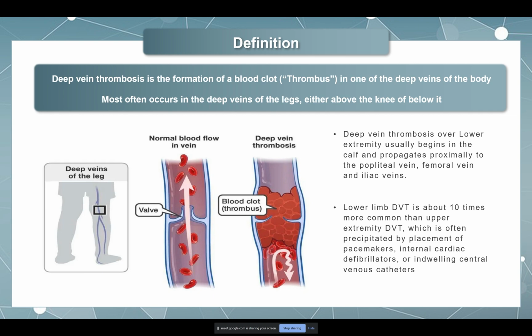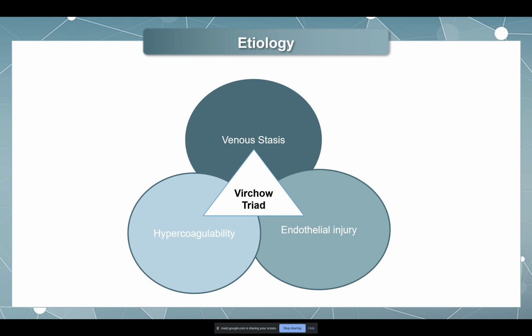So DVT of the lower extremity usually begins in the calf and propagates proximally to the popliteal vein, femoral vein, and iliac vein. The lower limb DVT is about 10 times more common than the upper extremity DVT, which is often precipitated by placement of a pacemaker, internal cardiac defibrillator, or indwelling central venous catheter.